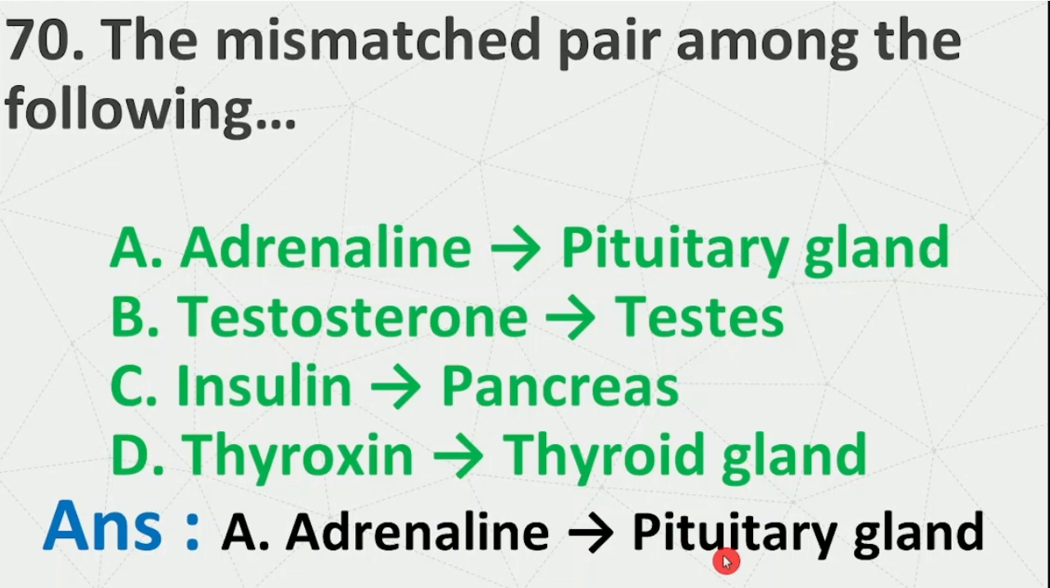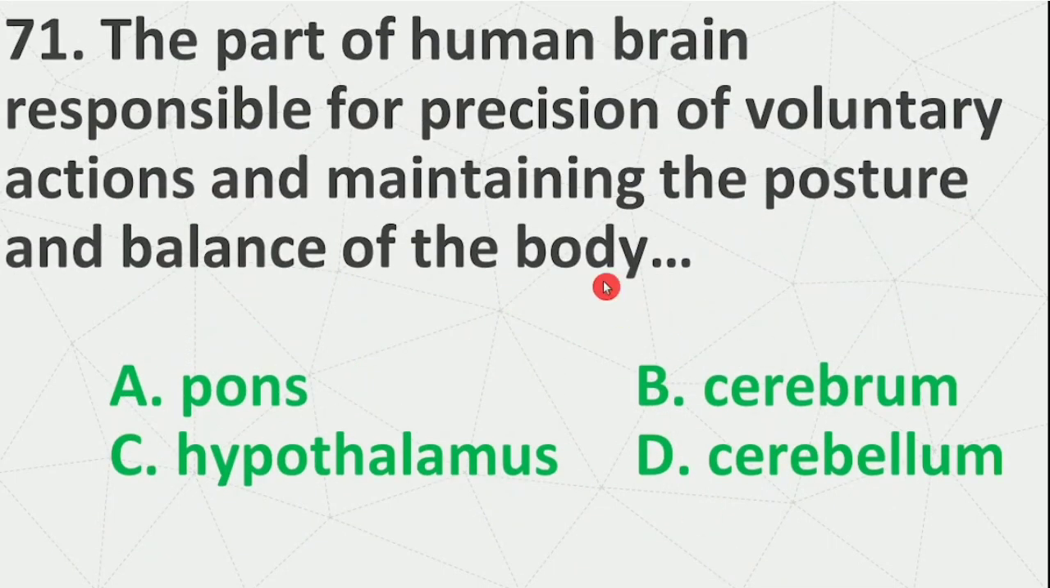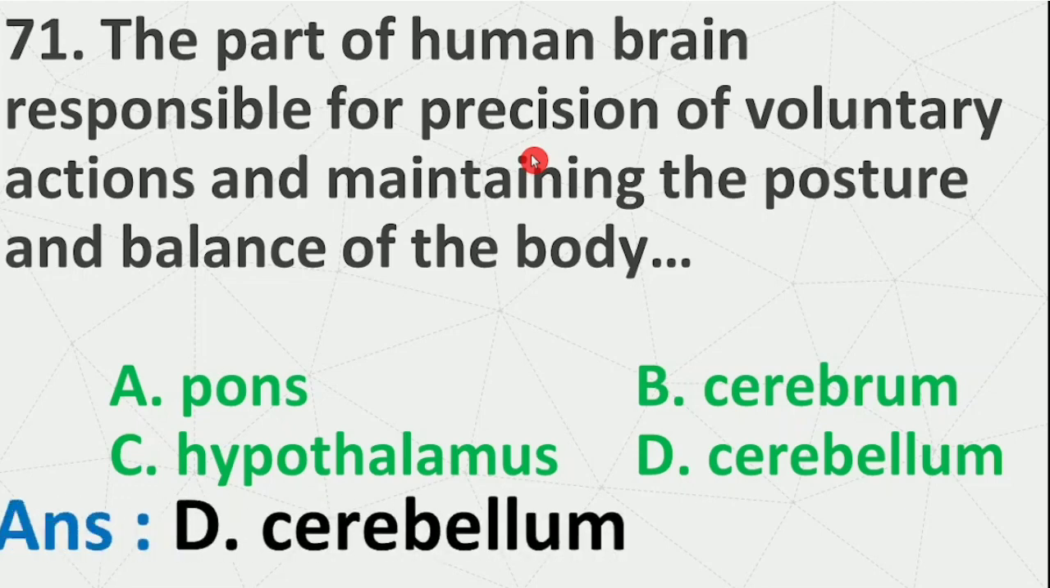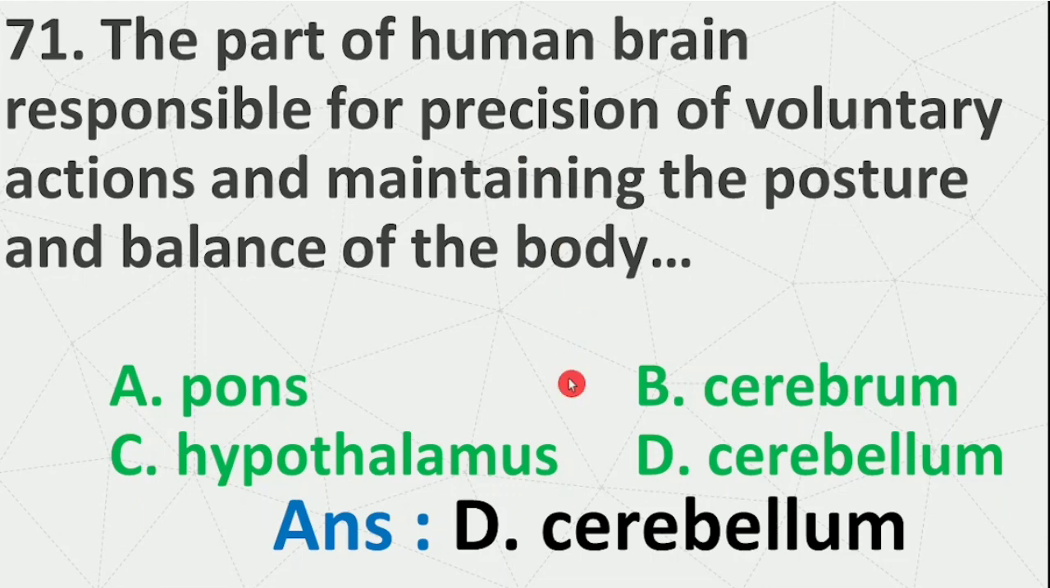Question number 71. The part of the human brain responsible for precision of voluntary action and maintaining the posture and balance of the body. A, pons; B, cerebrum; C, hypothalamus; D, cerebellum. The part of the human brain responsible for the precision of voluntary action is the cerebellum, because it controls the posture and balancing of the body. So option D, cerebellum, is the correct answer.